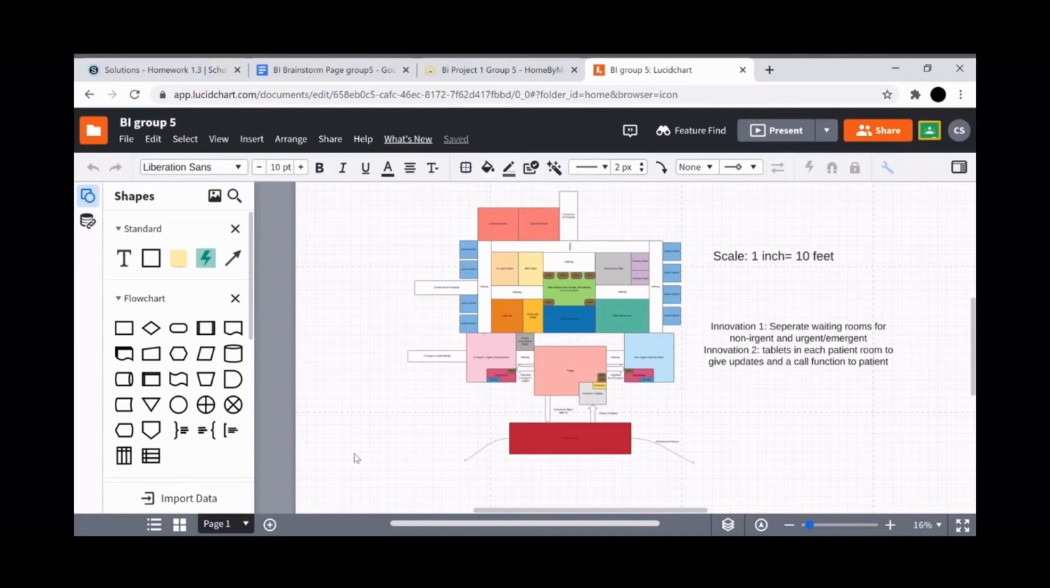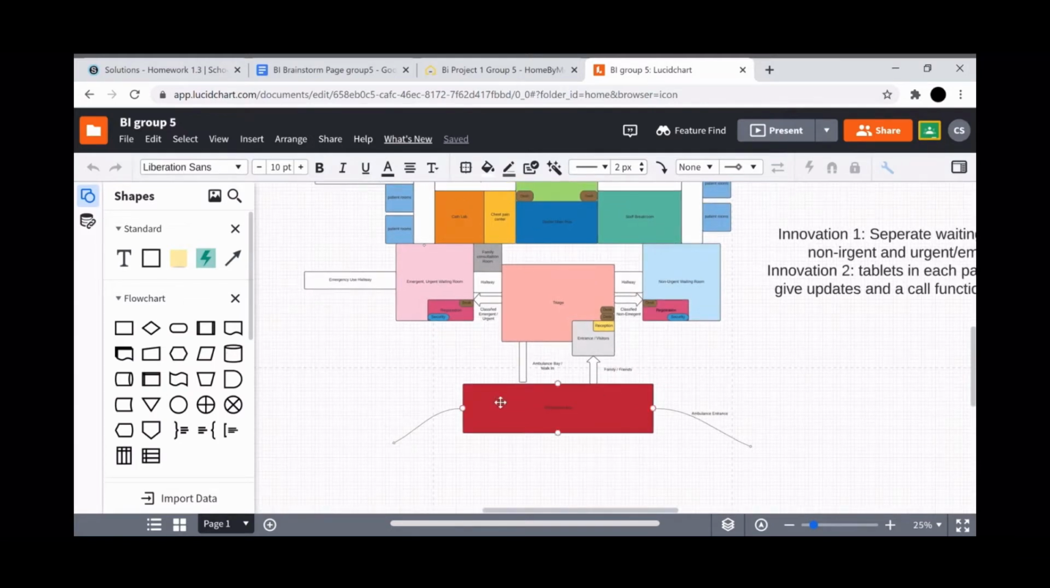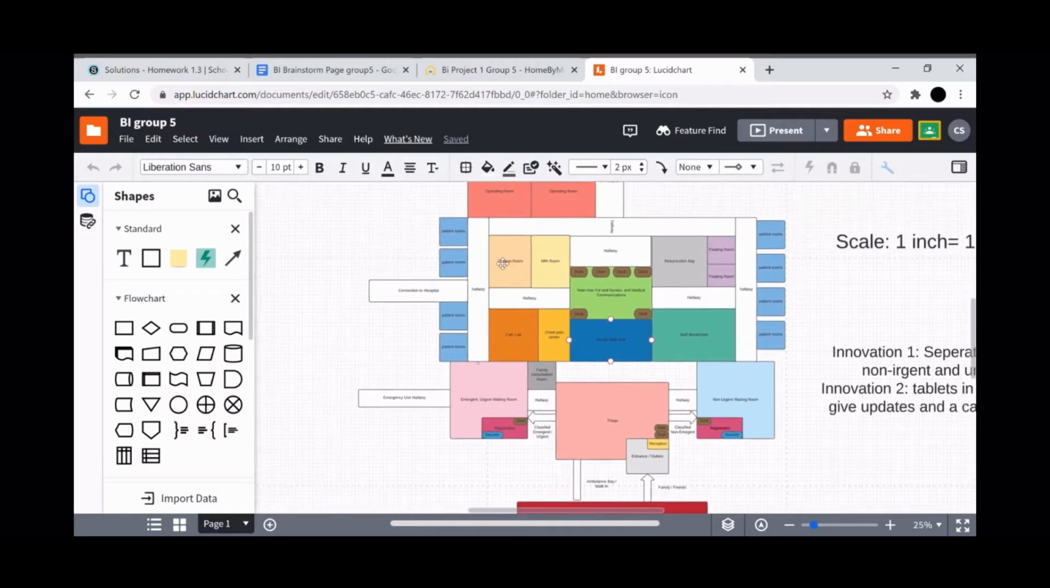Our scale for the Lucidchart is 1 inch equals 10 feet. In the front here, we have the ambulance bay and walk-in. Regular visitors will go through the entrance, which will lead to triage, which will separate our first innovation: the emergent and urgent waiting room and the non-urgent waiting room. That way, the wings are more accessible to those people.